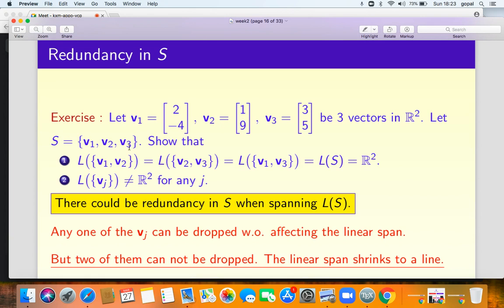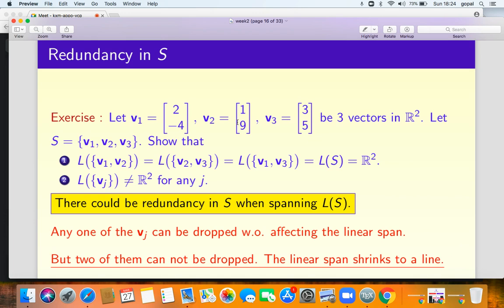But it turns out that the third vector is a linear combination of the first two vectors already. So the linear span of V1, V2, V3 is going to be equal to the linear span of V1 and V2. So throwing in the third vector is redundant. Or the second vector V2 can be written as a linear combination of the first and the third, so you can drop the second vector and keep the first and the third. Or the first vector V1 is a linear combination of the second and the third vector, so you could drop V1 and take the linear span of V2 and V3. No matter how you do this, you're going to get the whole of R2. So there is a certain amount of redundancy.